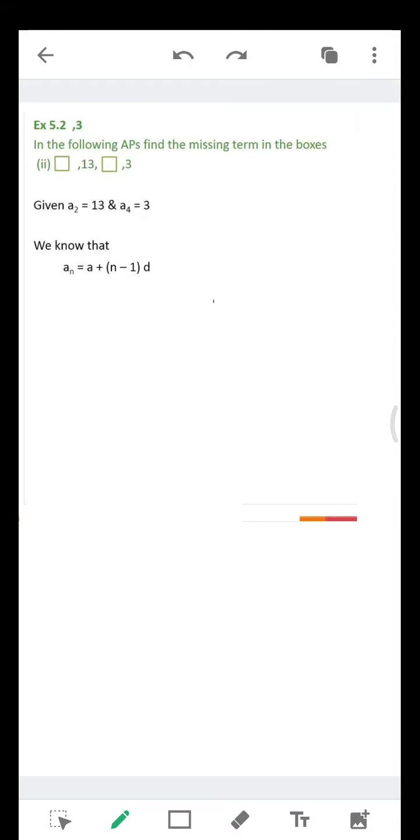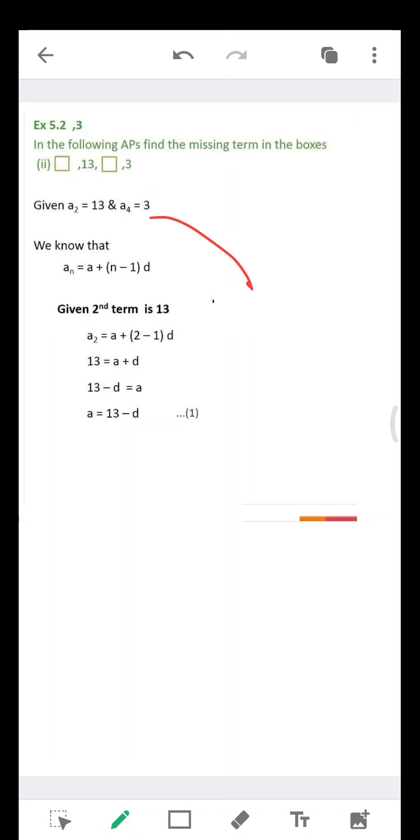We know the formula again, AN is equal to A plus N minus 1 into D. Now I'll make 2 equations here because I cannot find the value of D directly. With A2 I get one equation. A2 is equal to A plus 2 minus 1 into D. I can directly write A plus D also. So A plus D is equal to 13. So A is equal to 13 minus D. This is our equation number 1.